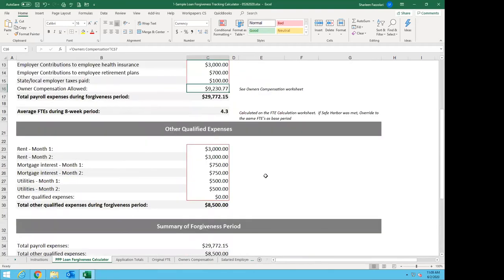There are also the other qualified expenses that Doug was talking about that you can use. There's the 75-25 rule: you need to have 75% for payroll, and 25% can go towards other qualified expenses. In here is where you can put in your rents, which are now listed as personal and rental on properties, and the mortgage interest as well on properties and personal properties. And then the utilities over that 8-week period get you to your total qualified other expenses.